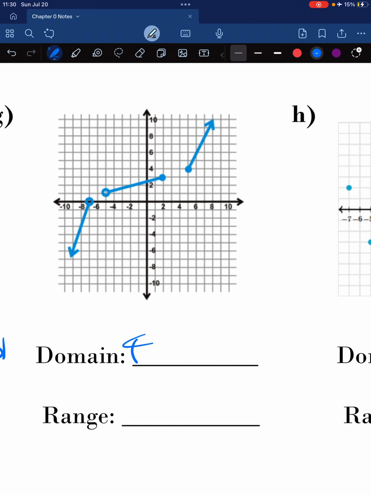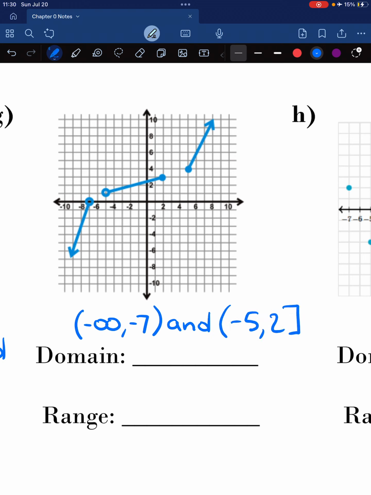Ooh, 3 sections of a piecewise. So it goes to the left forever. Actually, I'm going to move this up so we have room. Negative infinity to -7. That's an open dot. And then I go from -5 to 2. And then I go from 5 to infinity, right? Hopefully you're tracking with those 3 different chunks.